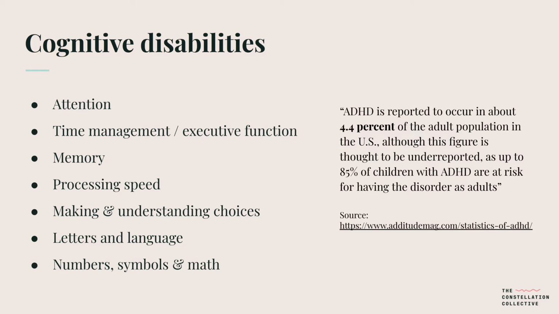Executive function can be affected by autism spectrum disorders, as well as depression and ADHD. ADHD, of course, also affects attention, and it's extremely common, and perhaps more common among adults than is currently reflected in statistics. ADHD is reported to occur in about 4.4% of adults in the US, but up to 85% of children with ADHD are at risk for having the disorder as adults, meaning the adult figure is likely underreported.